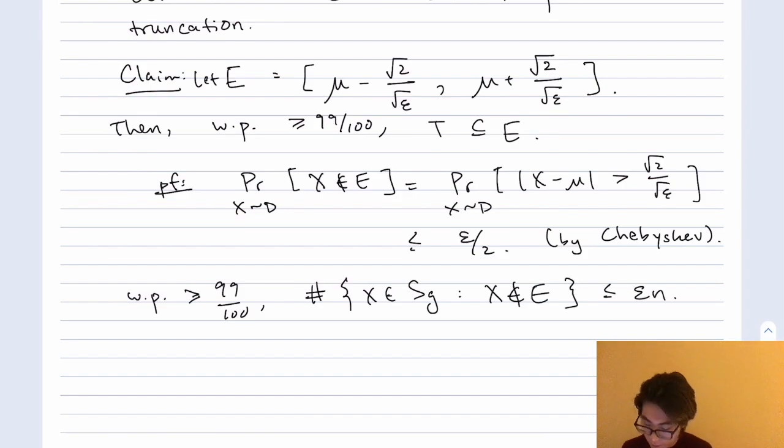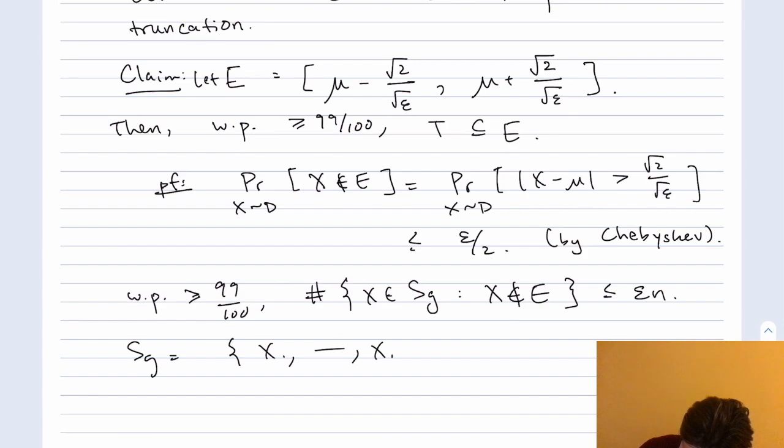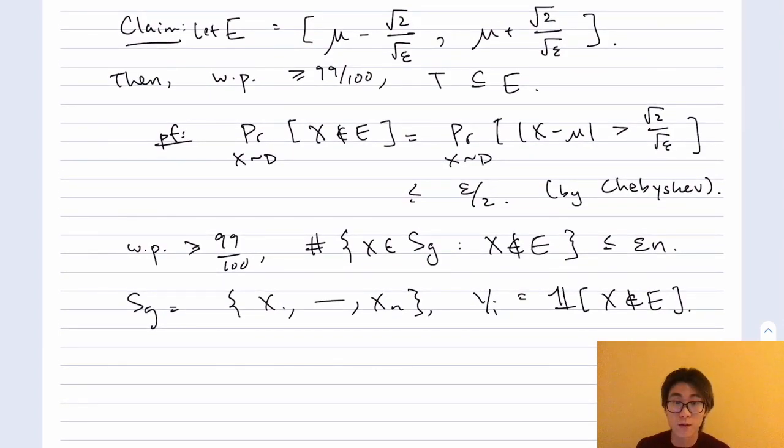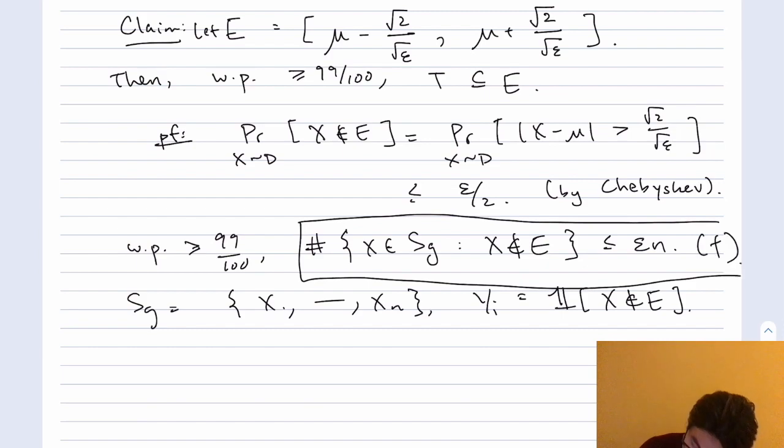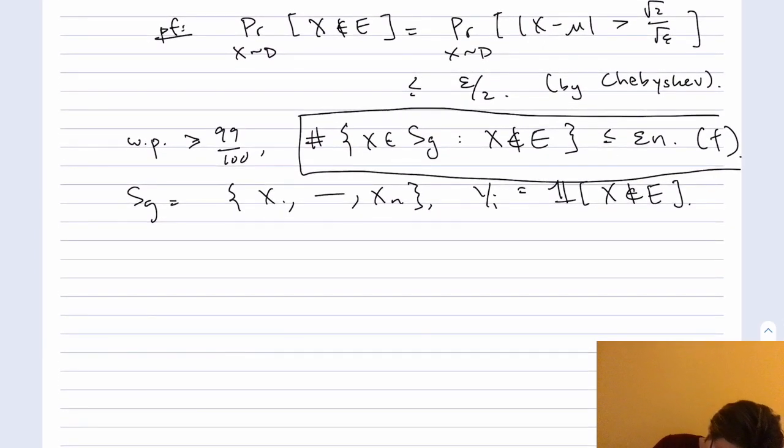Right, and again the idea is the following. Let S good be X1 through Xn. I'm going to let Yi be the indicator that X is not in E. And again, these Yi's are independent Bernoullis. I can calculate their expectation. Their expectation is epsilon over 2. And I want to bound the event that the sum of the Yi's exceeds epsilon times n. And this is still going to be very unlikely because it's a sum of independent Bernoullis. So I'll leave that as an exercise, but it's not too hard to check. But this is sort of the key. And I'll condition on this event for the rest of this proof. So call this dagger. So condition on dagger.